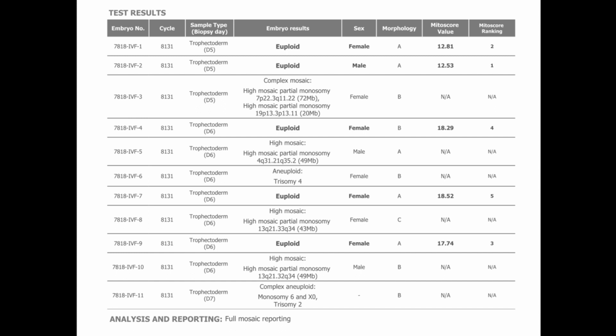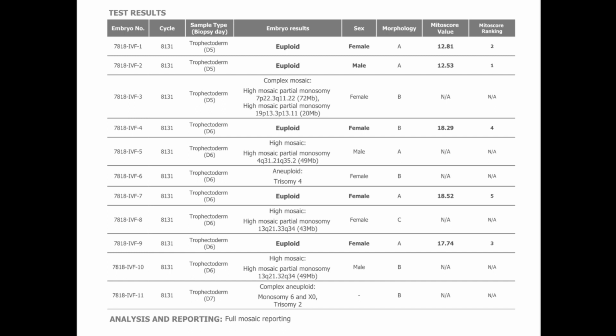Now, as you can see on the document here, I had 11 embryos sent off for PGT testing. So in the first column, there are embryo numbers 1 through 11. The results came out. I had 1, 2, 3, 4, 5 euploid embryos, which were normal embryos.